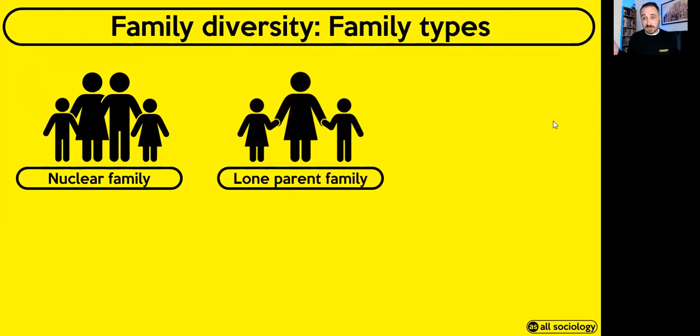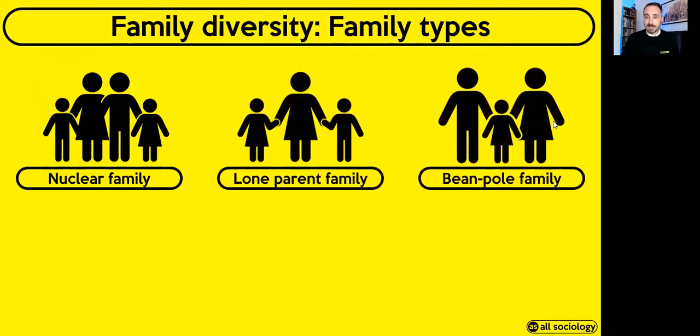Lone parent family is fairly self-explanatory because it only has one parent in it. Now that might be as the result of a divorce. It might be the result of the fact that one of the parents has never been around in the first place since the children have been born. But we look at that as having any number of children, but just with one parent. And incidentally, it might be interesting to know that the vast majority of lone parent families in Britain are what we call matriarchal.